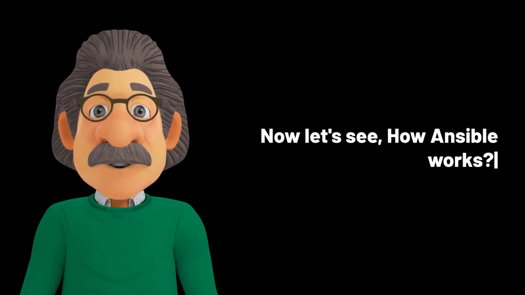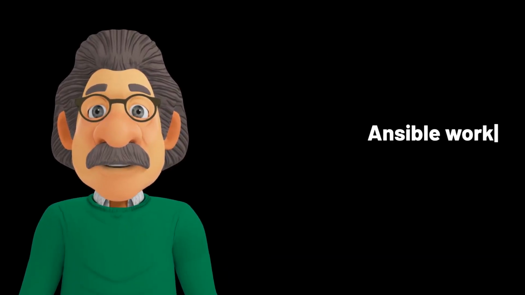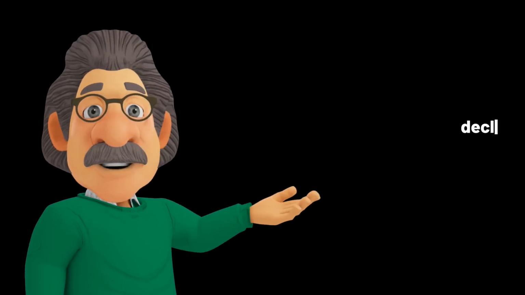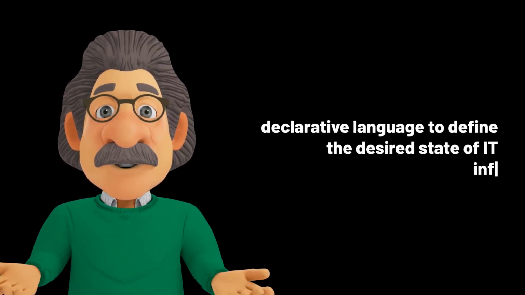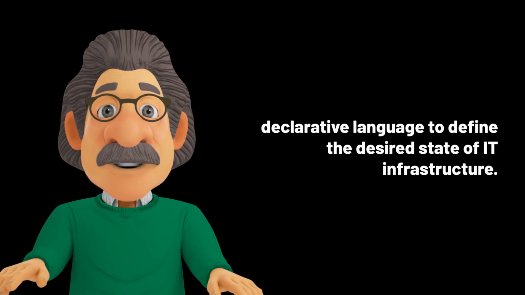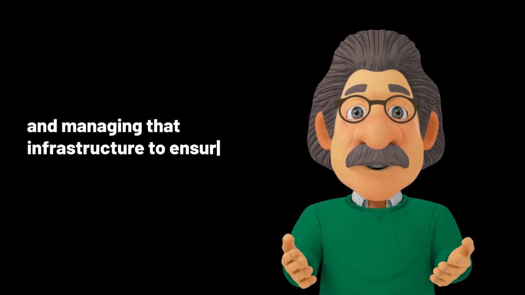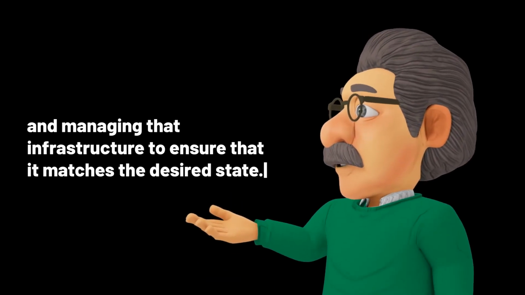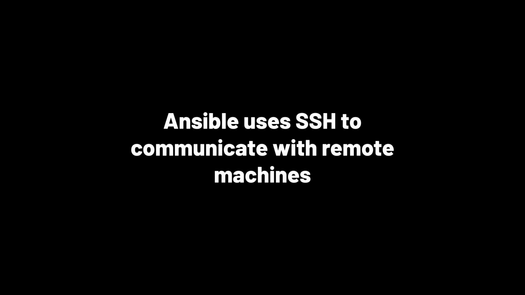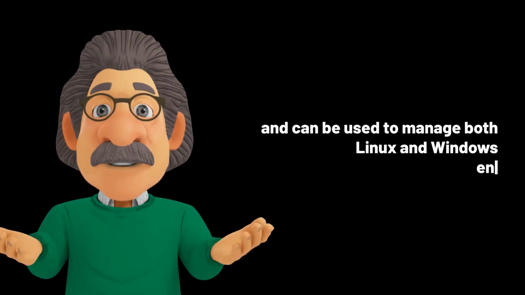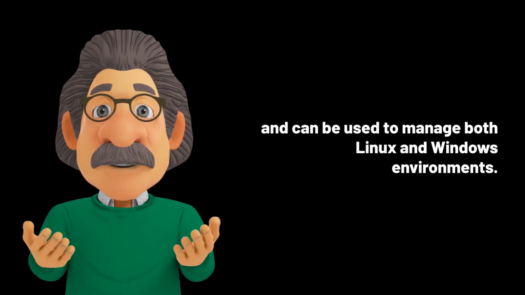Now let's see how Ansible works. Ansible works by using a simple, declarative language to define the desired state of IT infrastructure. It then automates the process of configuring and managing that infrastructure to ensure that it matches the desired state. Ansible uses SSH to communicate with remote machines and can be used to manage both Linux and Windows environments.